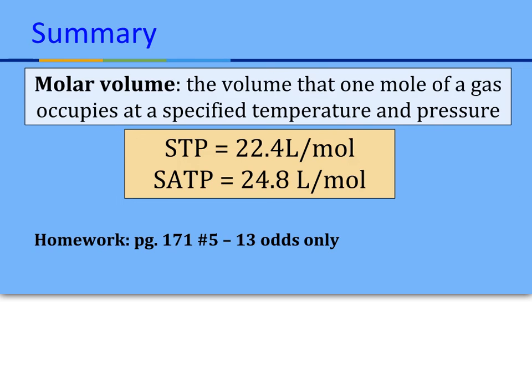In summary, molar volume is a conversion factor that we can use to figure out the volume that 1 mole of gas will occupy at a specified temperature and pressure. And our molar volumes at STP is 22.4 liters per mole, and at SATP is 24.8 liters per mole.